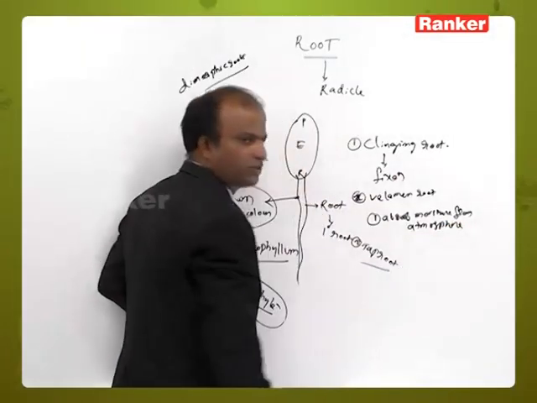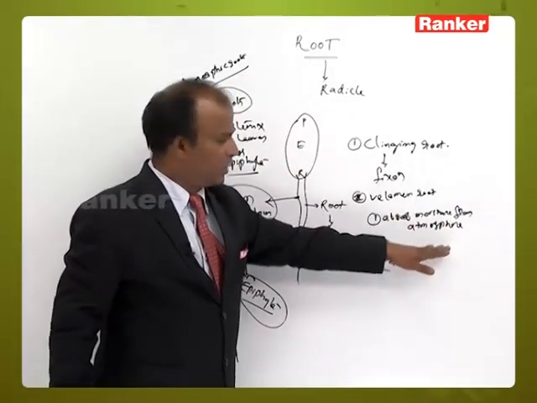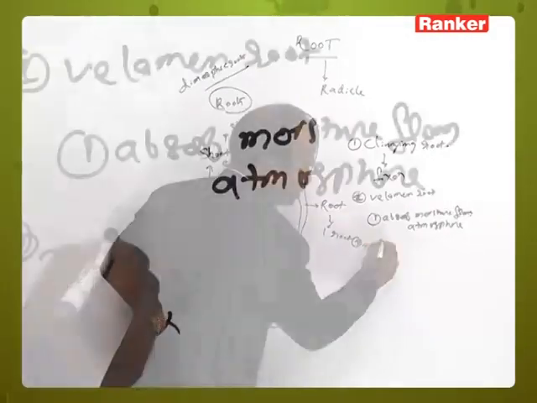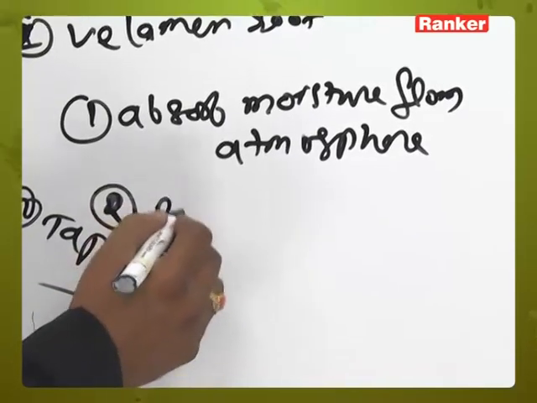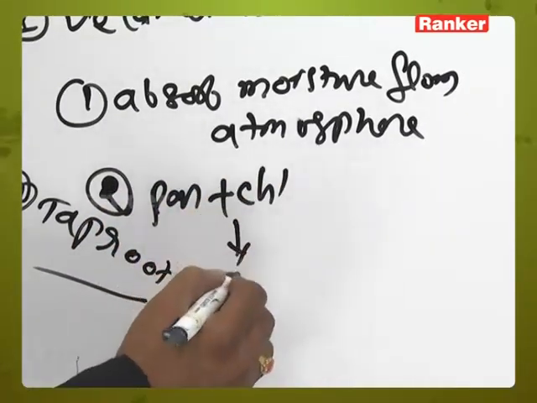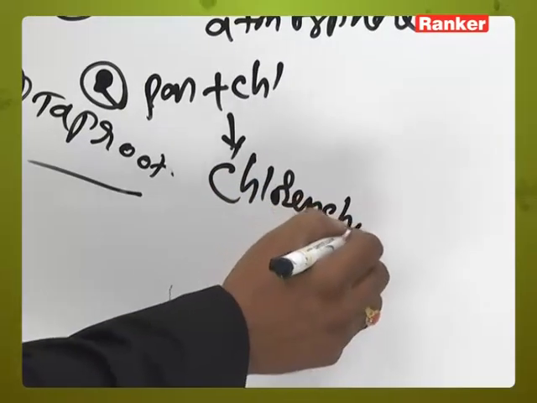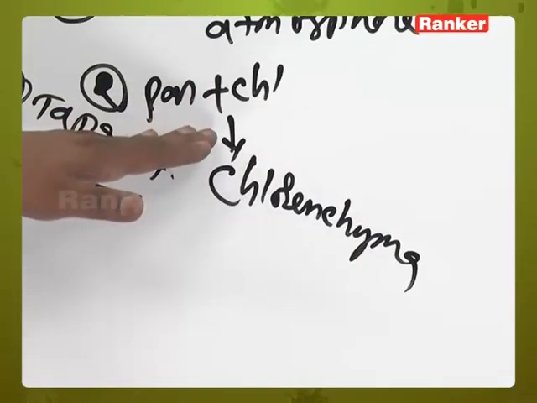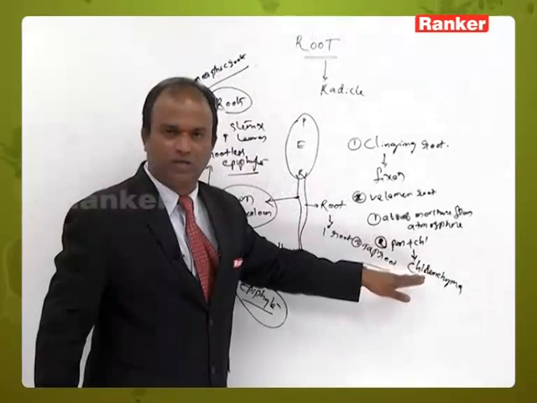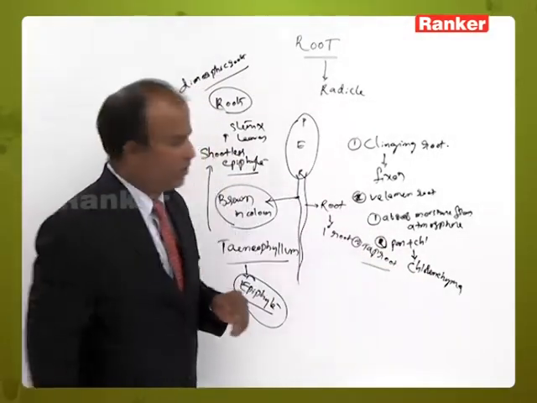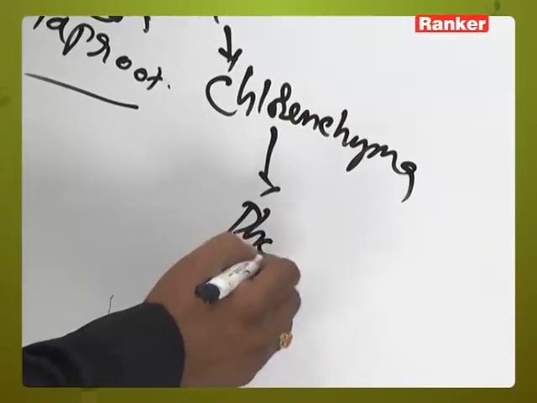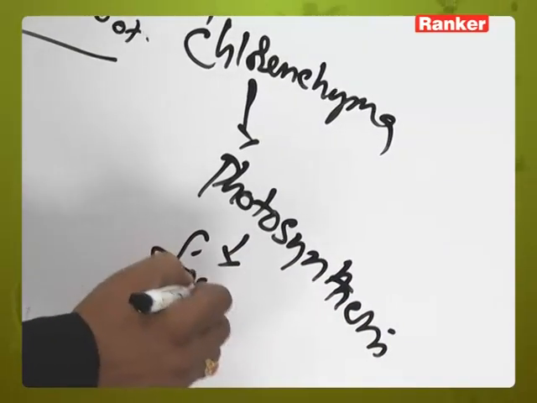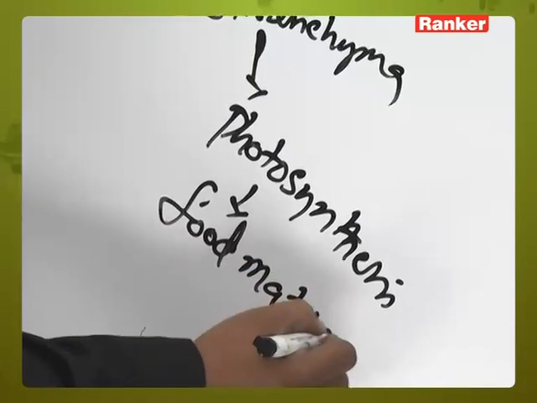It can absorb moisture from the atmosphere. And what is the second process? As this velamin root contains parenchyma plus chloroplast, it is chlorenchyma. Here the velamin roots show parenchyma and chlorenchyma, so they can perform photosynthesis and prepare their food materials.